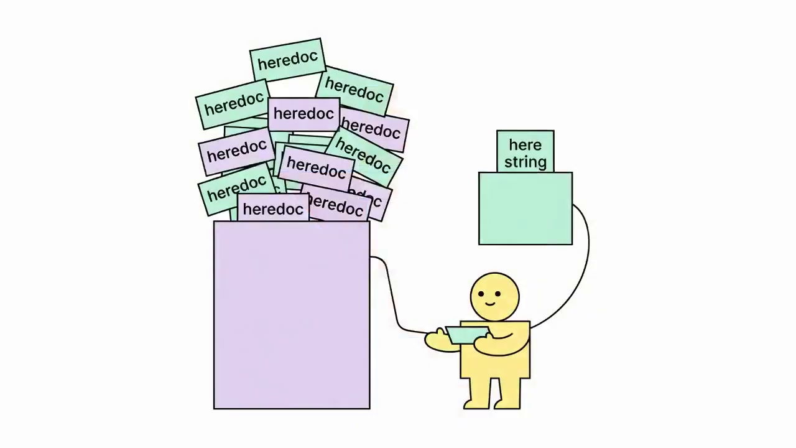And one quick note about here strings. Instead of many lines, the operator hands a single short string to a command's input, like passing one note instead of a stack. We'll stick with the multi-line heredoc for this example, since that's the concept you asked about.